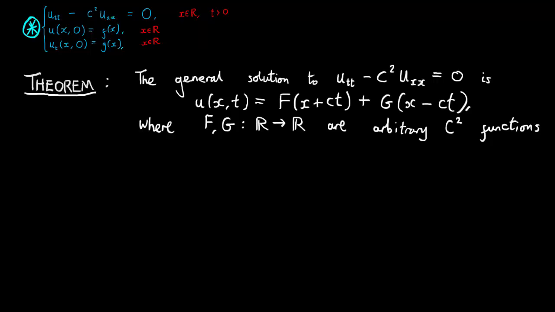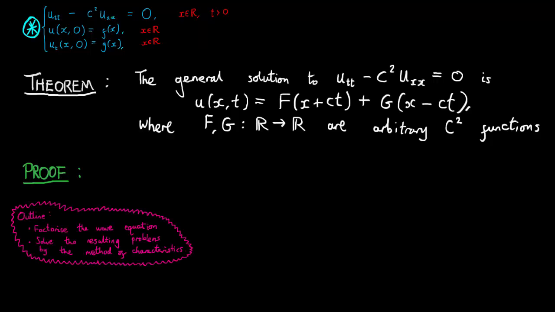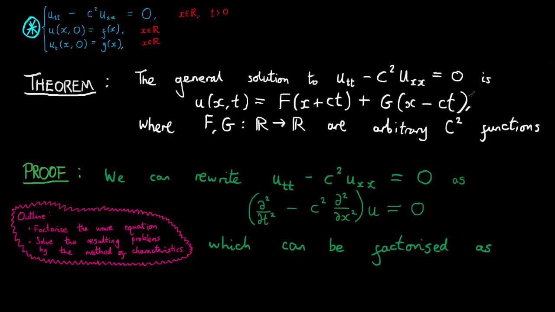Okay, so how are we going to prove that? Well, the outline of the proof would be like this. First of all, we're going to factorise the wave equation, and that's going to split our problem into two problems. Both of those are going to be first order problems that we can solve using the method of characteristics. So that's the outline of the proof, but the actual specifics are like this.